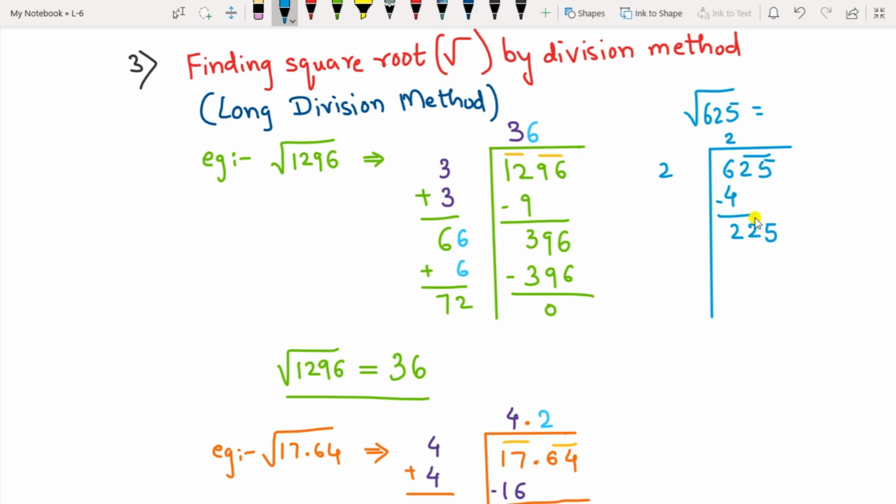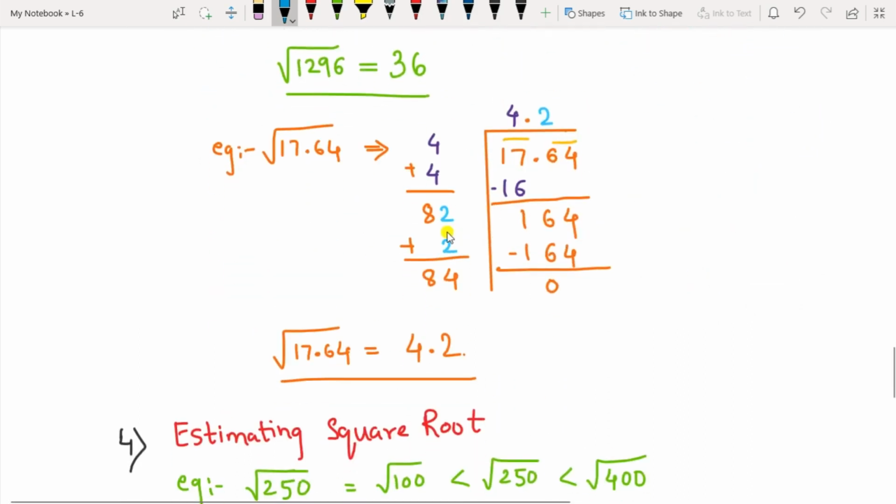This is 225 now. Now add the 2 again here, you get 4. Now the last term is 5. So 5 can come in the 5 table only. So this becomes 45 5s, that is 225, and 225 minus 225 is 0. And if you add this one, you get 50. So this is the quotient, that is the answer. So the square root of 625 is 25. So this way you have to solve it.